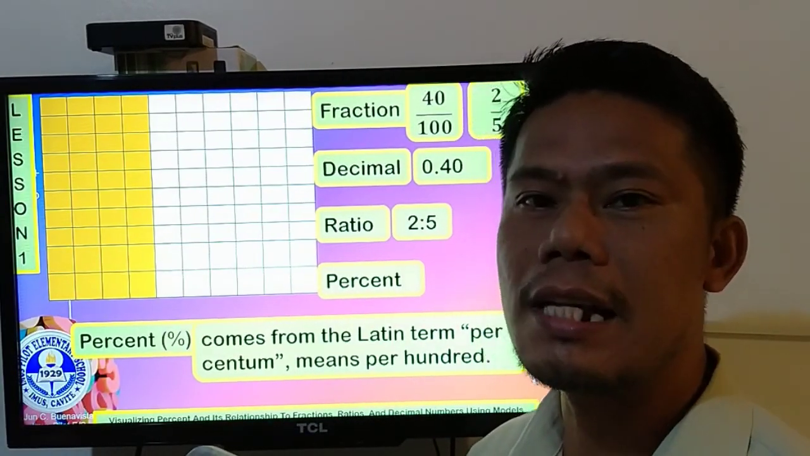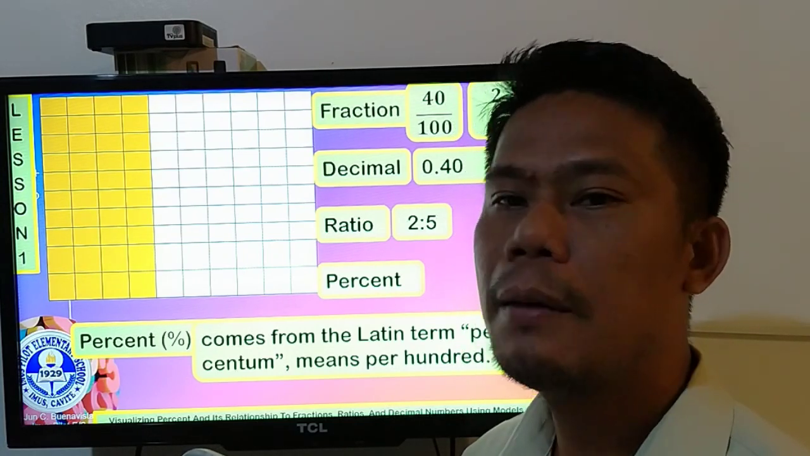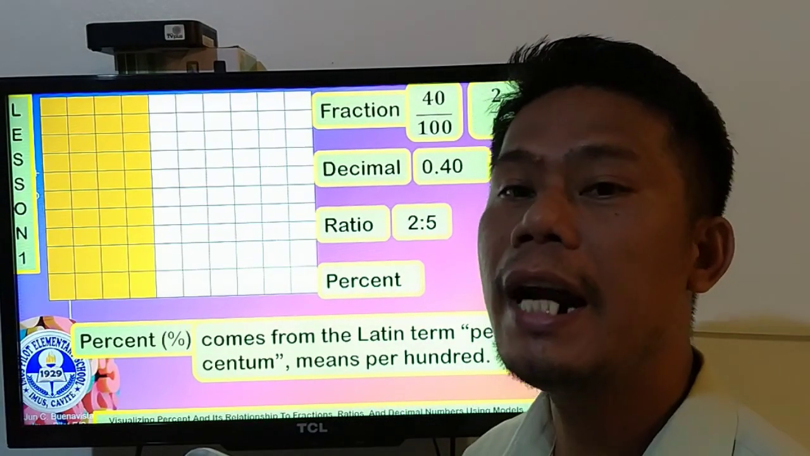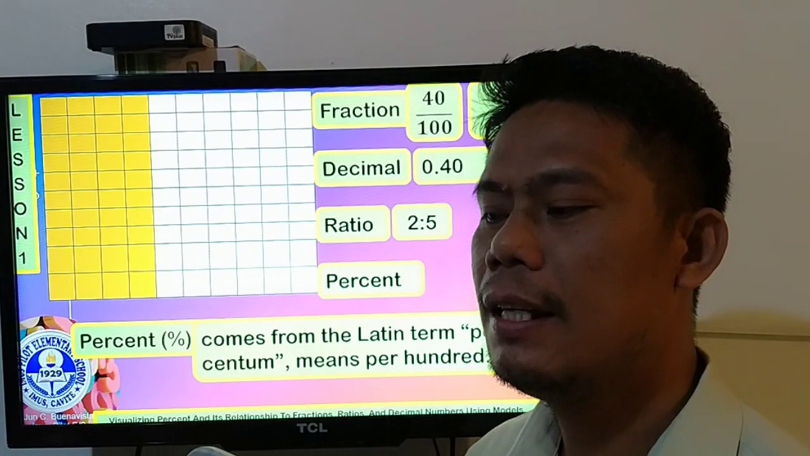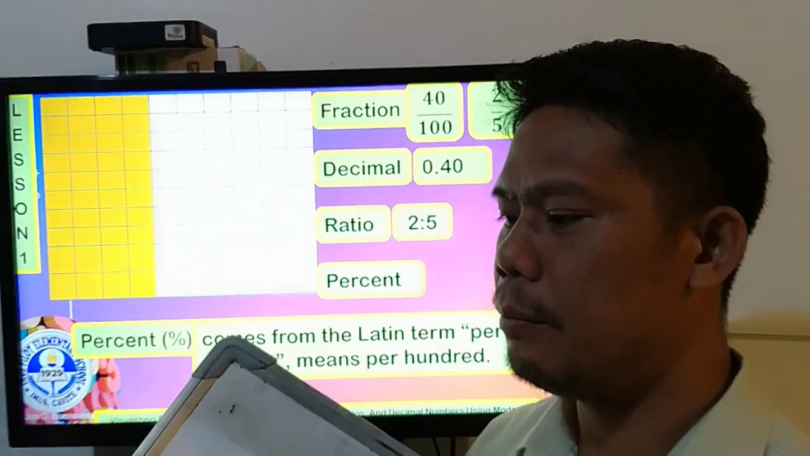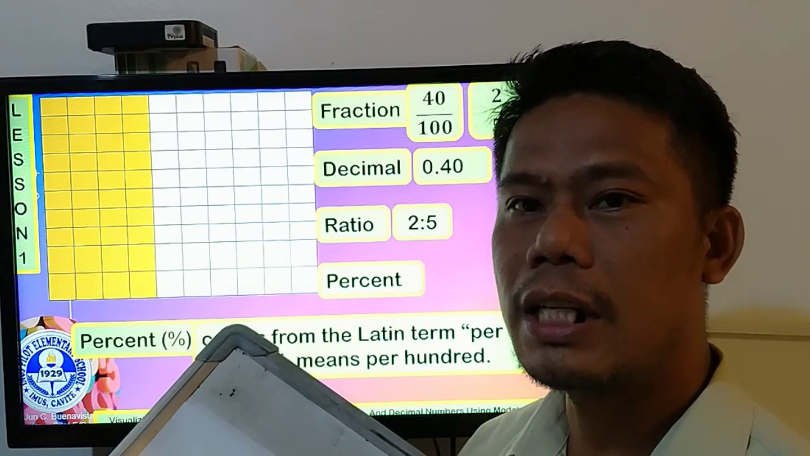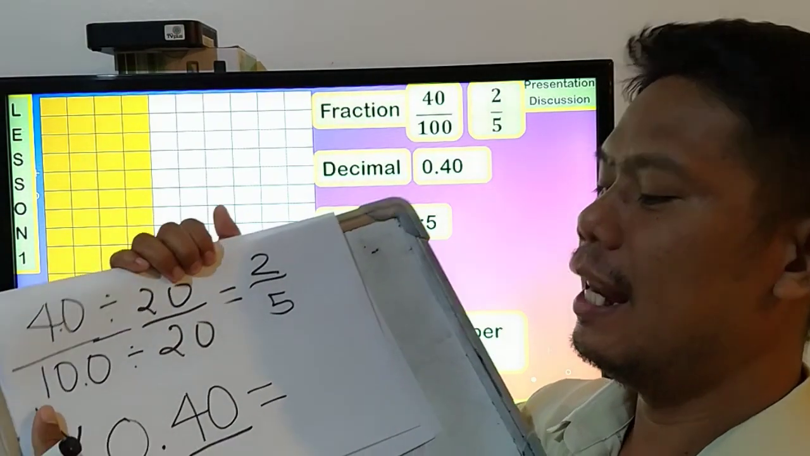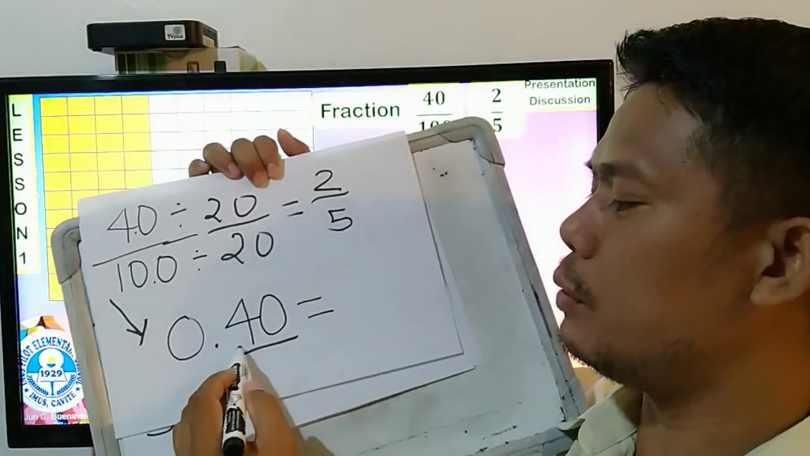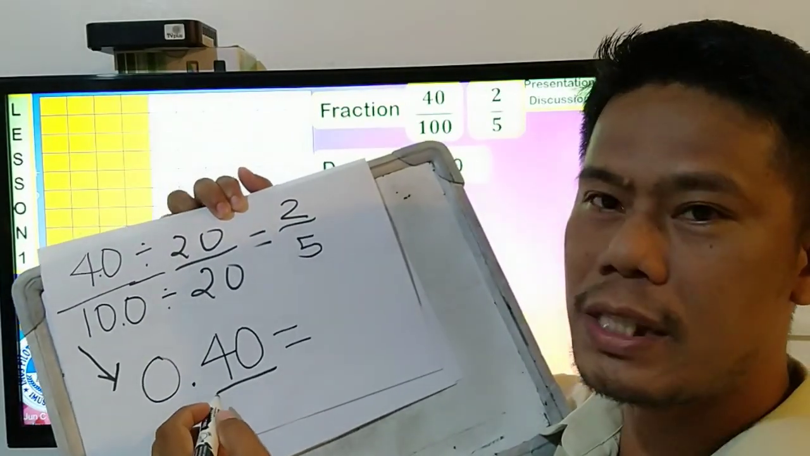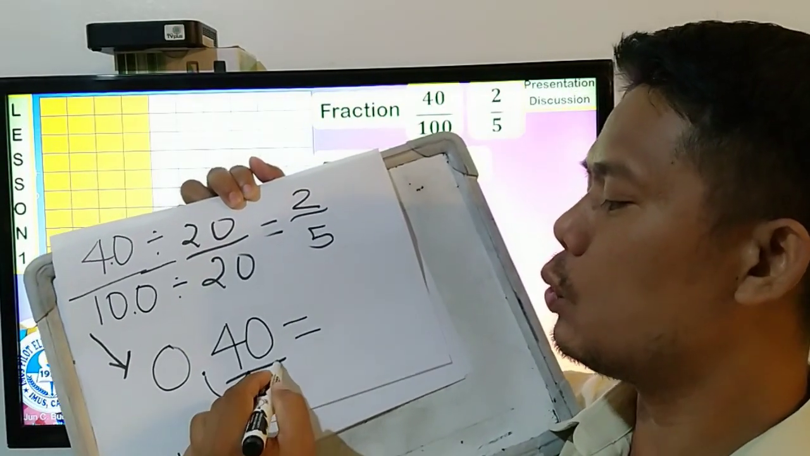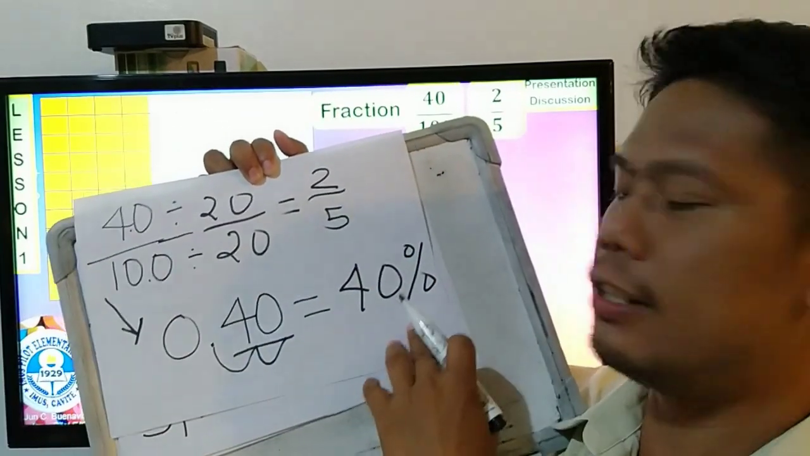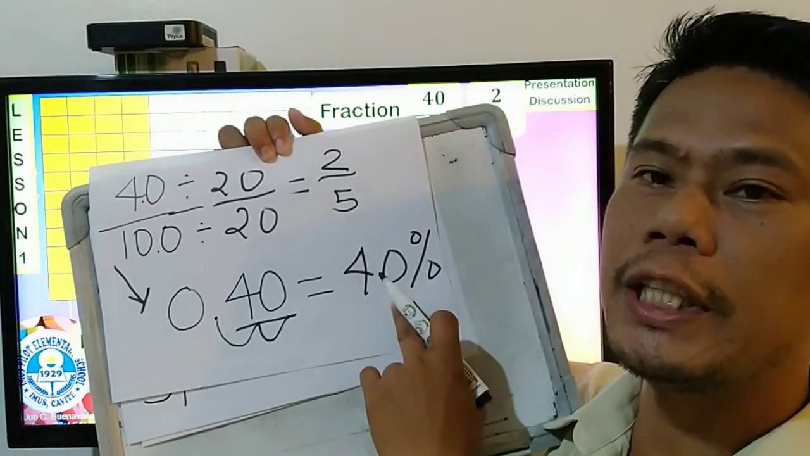Okay, percent, class, comes from the Latin term percentum, which means per 100. That is what is meant by percent. Now, using the decimal number, we can change our answer into percent by moving the decimal point to the left or to the right. We're going to move twice. Since hundredths, two zeros, we're going to move this 1, 2. Therefore, it becomes 40. Then you're going to put a percent sign. So the answer is 40%.